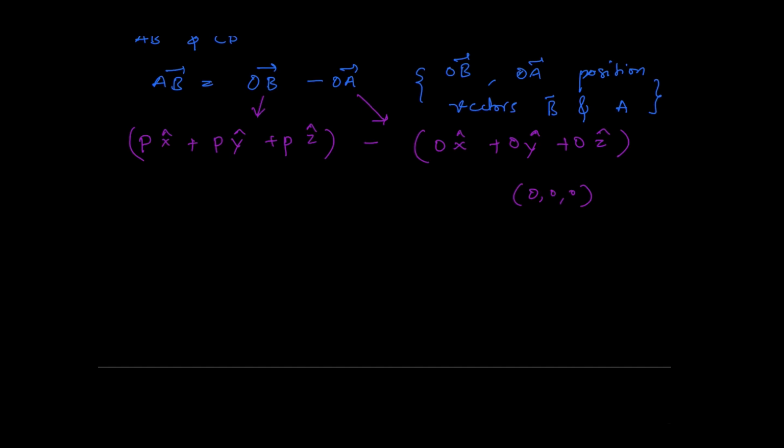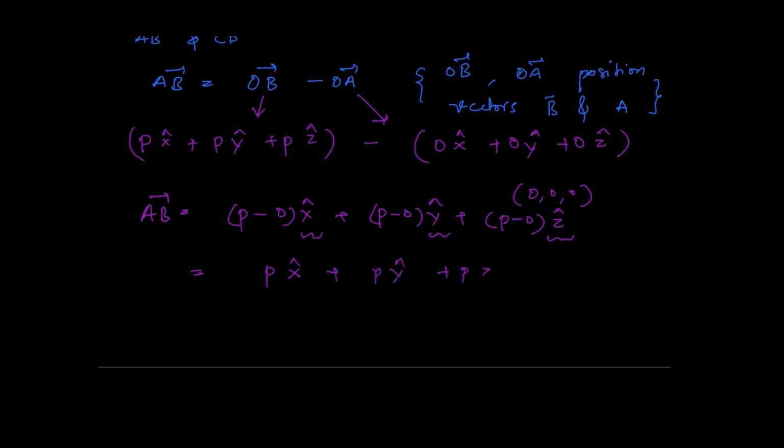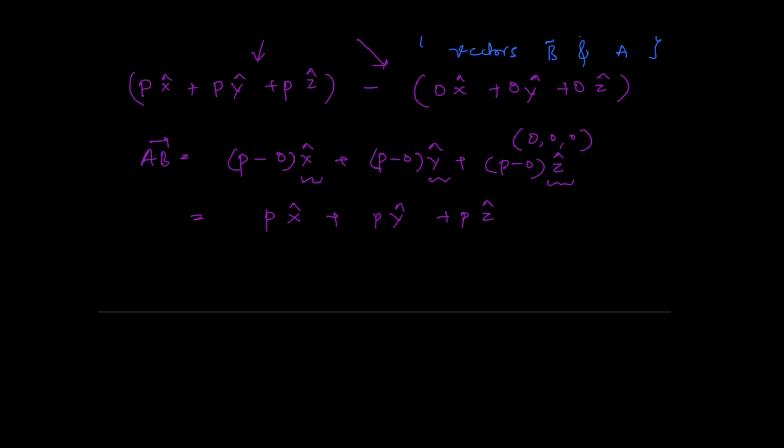That will give us AB to be equal to P minus 0x plus P minus 0y and P minus 0z, where these are unit vectors in the axis directions. So that will give us Px plus Py plus Pz. That's AB for you. Let's name it as 1.